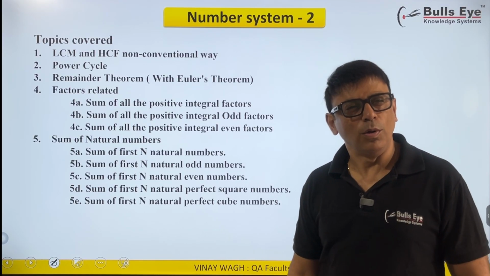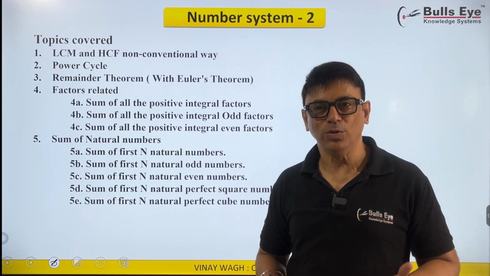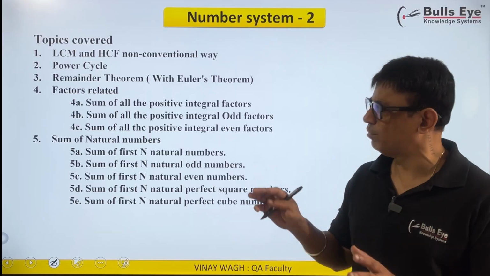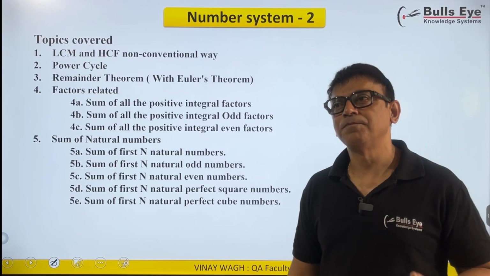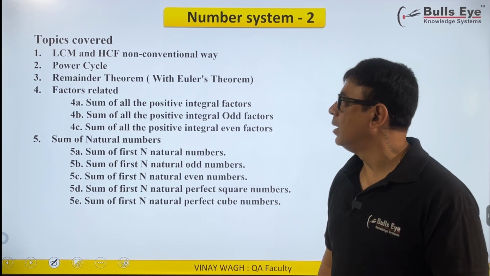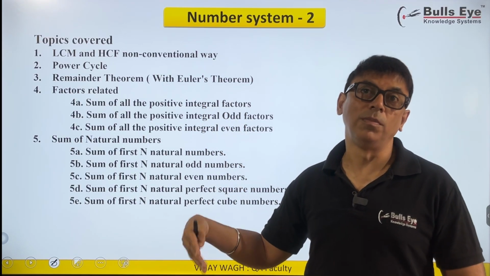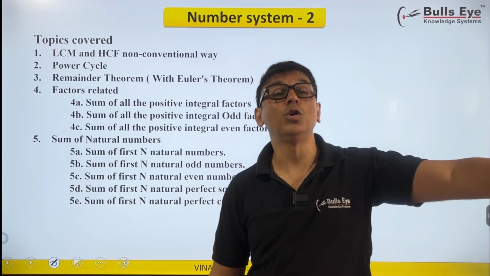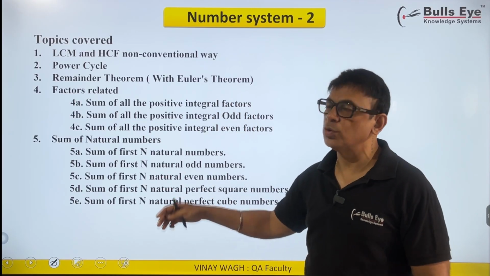LCM HCF, everybody knows LCM HCF, but we have seen in the past few years CAT use some questions where the conventional way of solving LCM HCF will not suffice. So just for that reason LCM and HCF topic is covered. Power cycle, this is again, I told you, the objective is to revise the things related to power cycle. Remainder theorem, most of the questions even last year or year before last year we saw remainder theorem questions coming. The first question I guess it was in year 2000. So for the last 25 years CAT has not stopped asking questions on that.